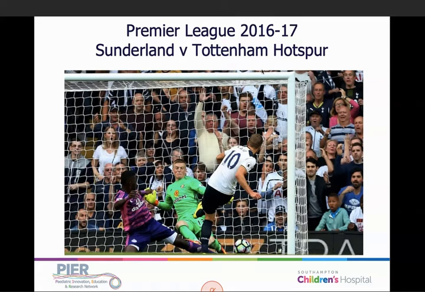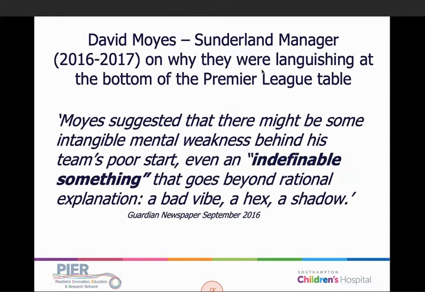And in that season, Sunderland did appallingly badly and ended up being relegated from the Premier League. And their manager at the time was David Moyes. And he was asked, well, how come? What was going on here? Why was your team languishing at the bottom of the Premier League at this time? And Moyes said something very interesting. And this is the quote that came out in the Guardian newspaper in September of 2016. And he suggested that there might be some intangible mental weakness behind his team's poor start, even an indefinable something that goes beyond rational explanation, a bad vibe, a hex.